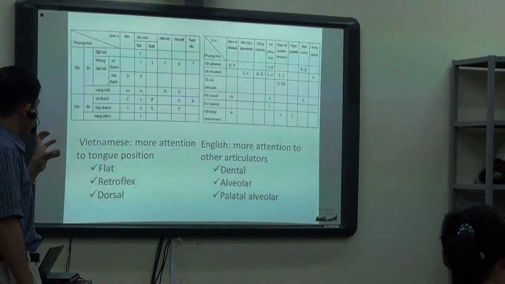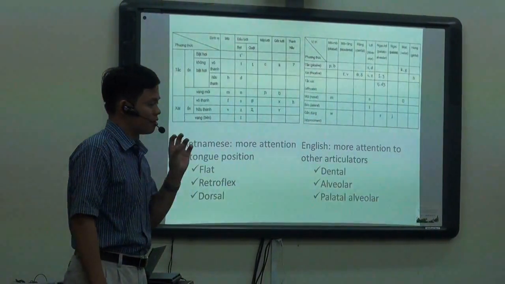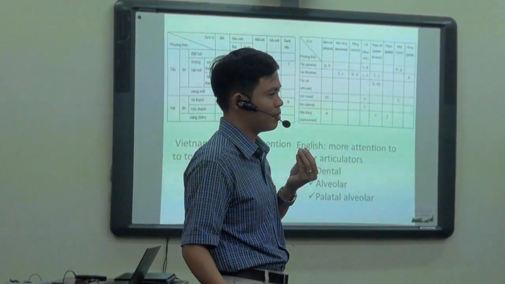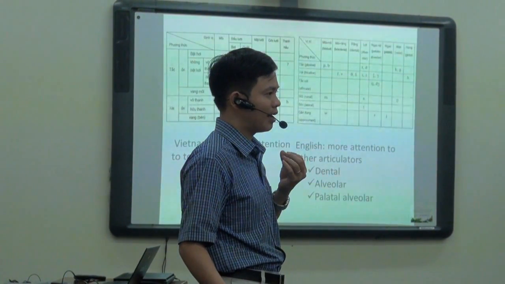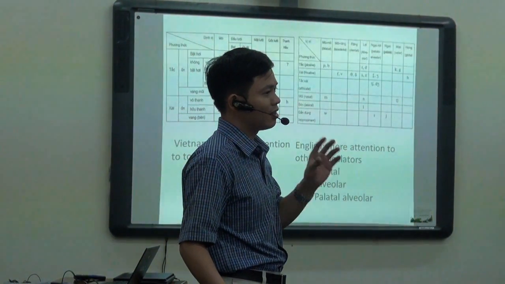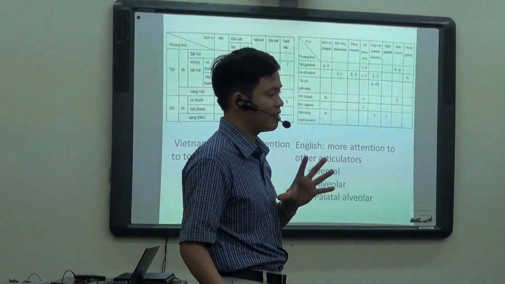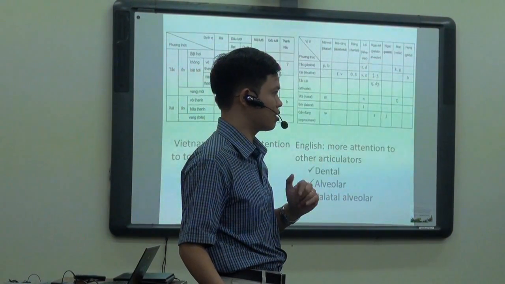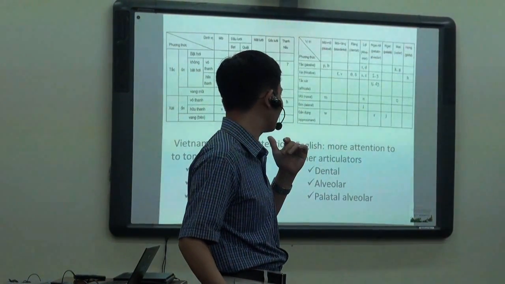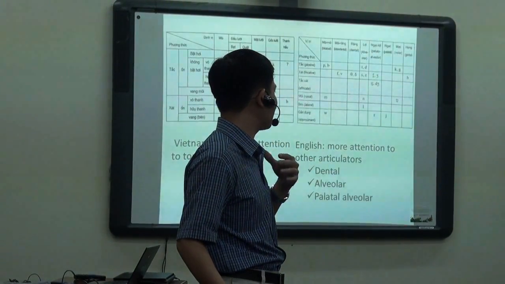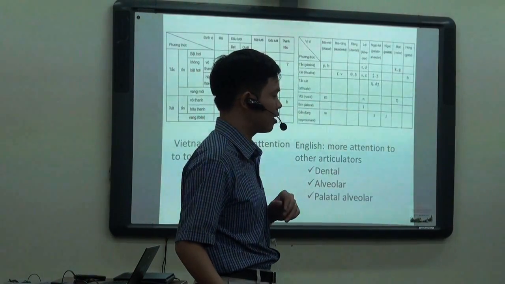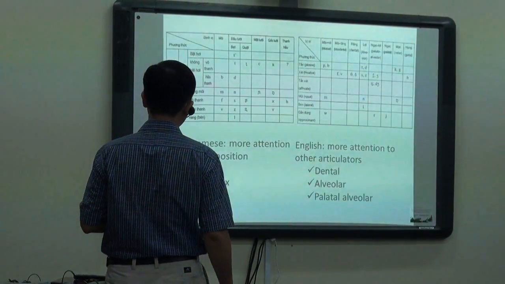Now, the consonants in Vietnamese are centered around the tongue positions, and they tend to be categorized by the tongue positions. While in English, apart from the tongue, there are other articulators involved in the description. So it can be the teeth, so they are dental sounds. It can be the alveolar ridge. It can be the palatal alveolar ridge, deeper inside the mouth cavity.